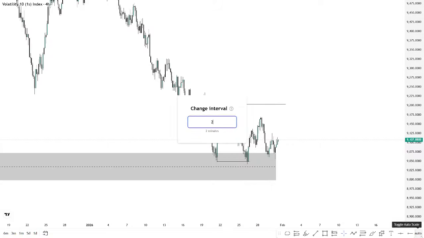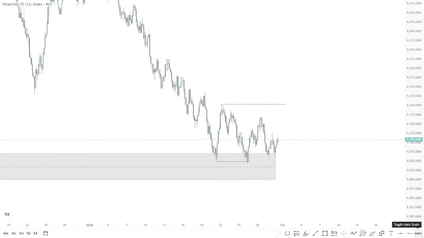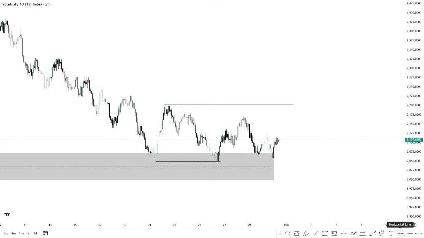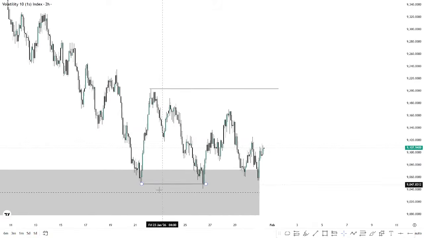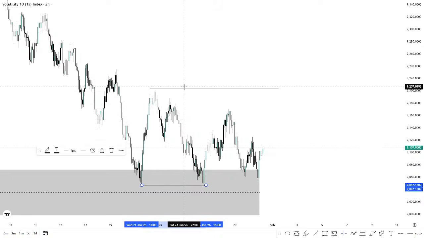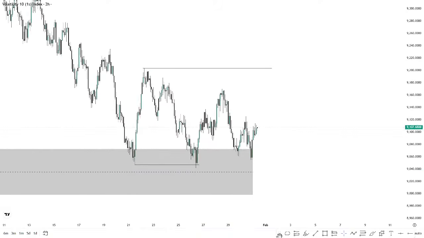So let's go to 2 hours time frame and let's see what market is currently doing, if there is any area we can join for a continuation. So we have this sweep. We are anticipating the market would come back and take this high. But along the way, our market started declining. So we came back to this area.